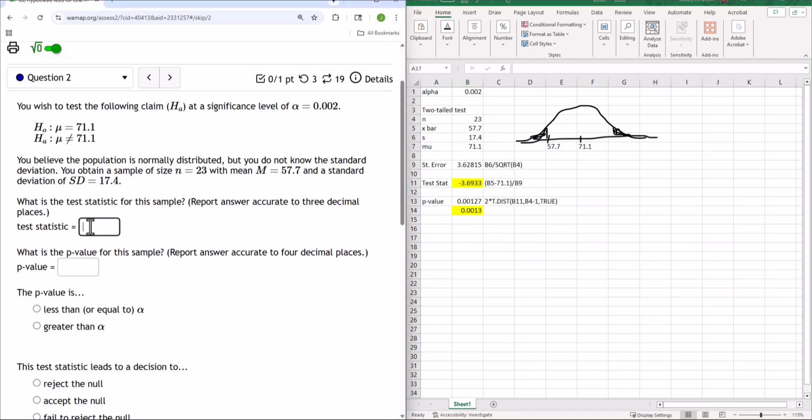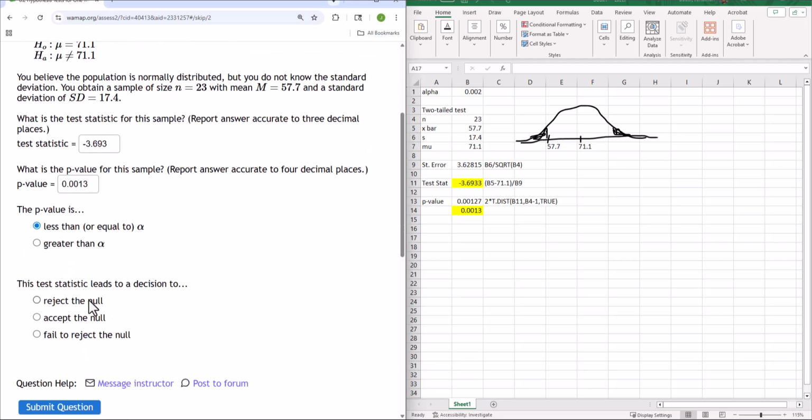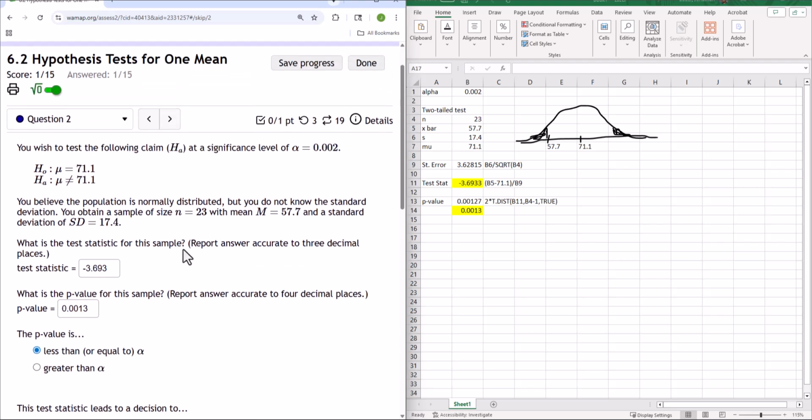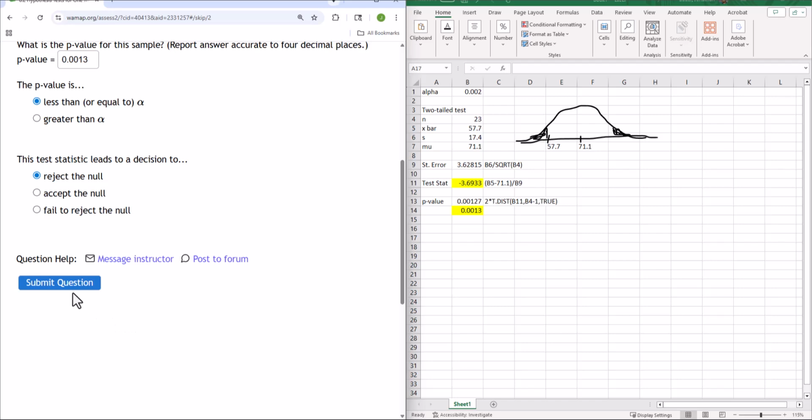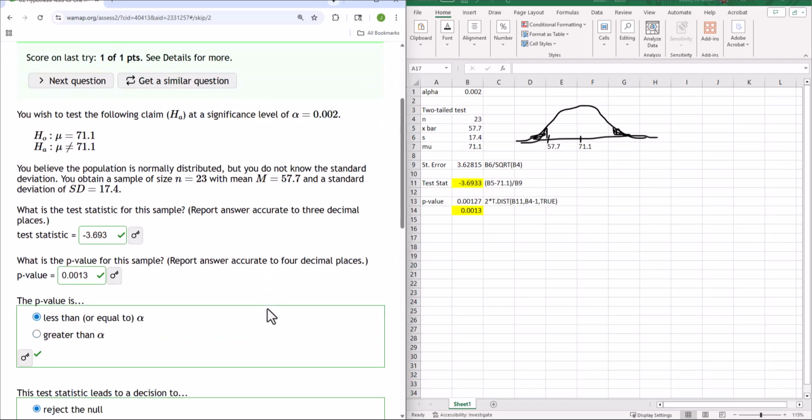So let me enter these. The test statistic, negative 3.693, and the p-value, 0.0013. Now, I make a comparison of my p-value to alpha. I'm less than. And we reject the null hypothesis if we are less than. And that means that there is enough evidence to support that the mean is different than 71.1. We don't really have a context here for all of that. But there we go. We got it.